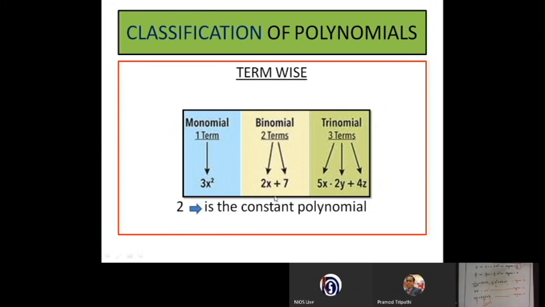3x. But after the classification, if they have been classified term-wise, if there is only one term, then it is a monomial. If there are two terms, then it is a binomial. If there are three terms, then it is a trinomial. And a number is a constant polynomial. A number is a constant because its value never changes here. So it is a constant polynomial.